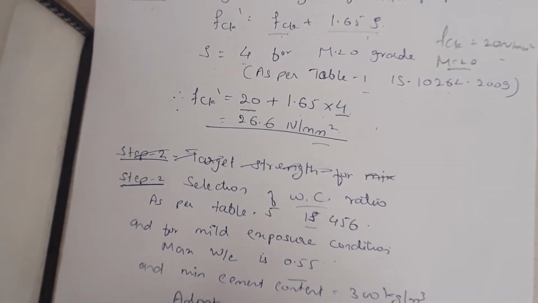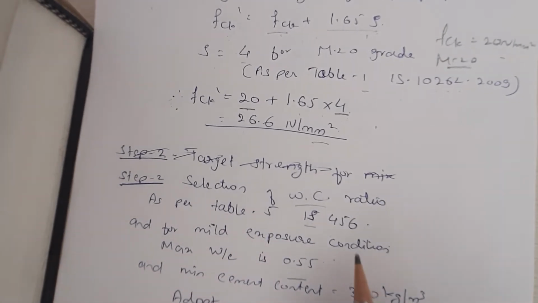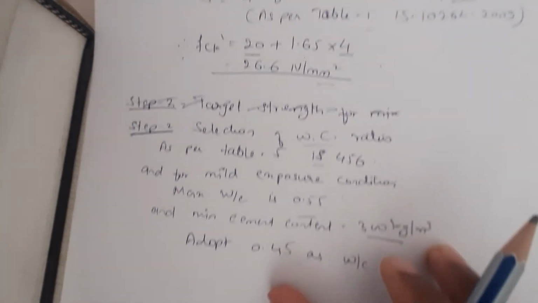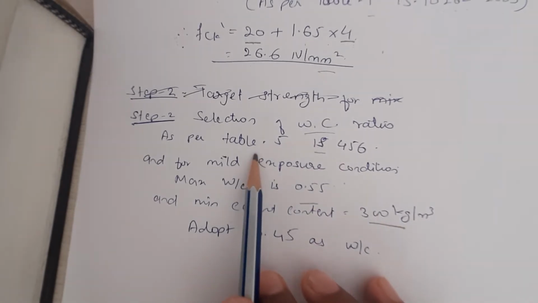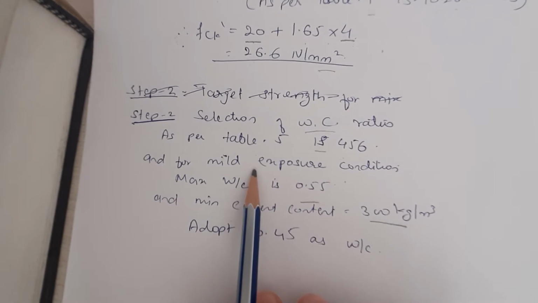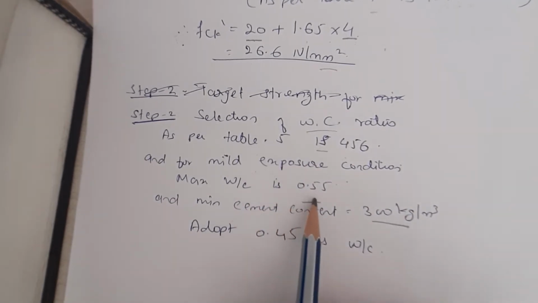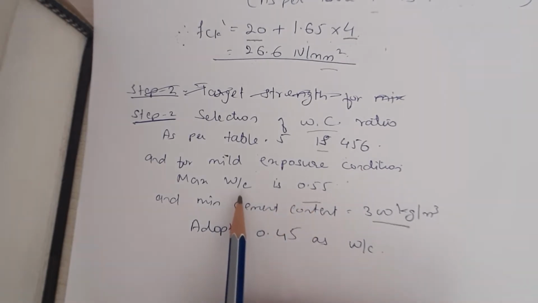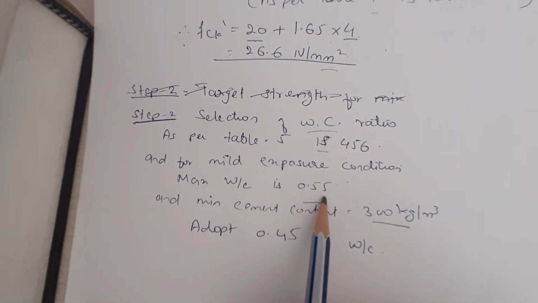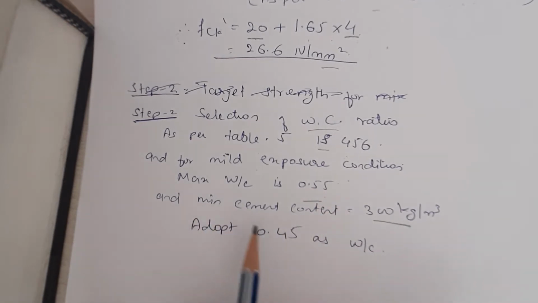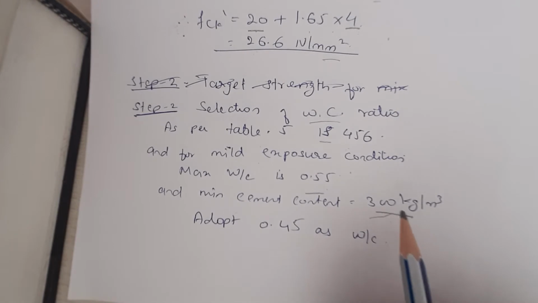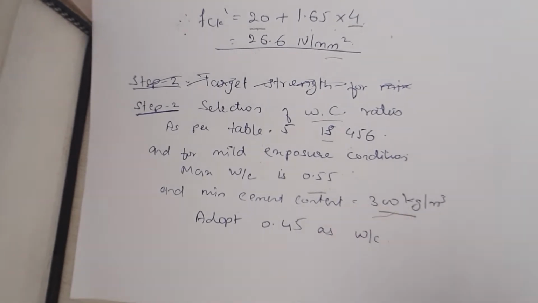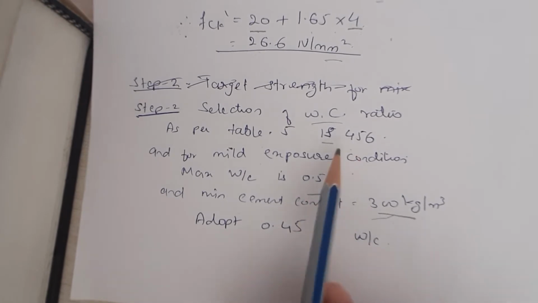Along with this we have the minimum cement content for this M20 grade of concrete, which is 300 kg per meter cube. What we have checked from table number 5 of IS 456, from the exposure condition and the size of the aggregate, is that the maximum water cement ratio is 0.55, and the minimum cement content is 300 kg per meter cube. This is the minimum content. We cannot add less than this. Minimum we have to add 300 kg.